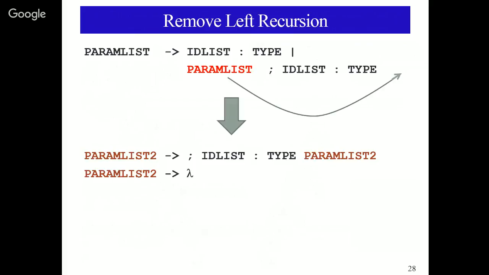Okay, and then you have to add the lambda, otherwise it never terminates. And then the one that's non-recursive, the ID list, colon type, well, just add param list 2 to it. And this makes sense, right? ID colon type. If you're going to have more, then you're going to have a semicolon, ID list, colon type, semicolon, ID list, colon type, semicolon, keep recursing until I don't need any more, cap it off with a lambda.